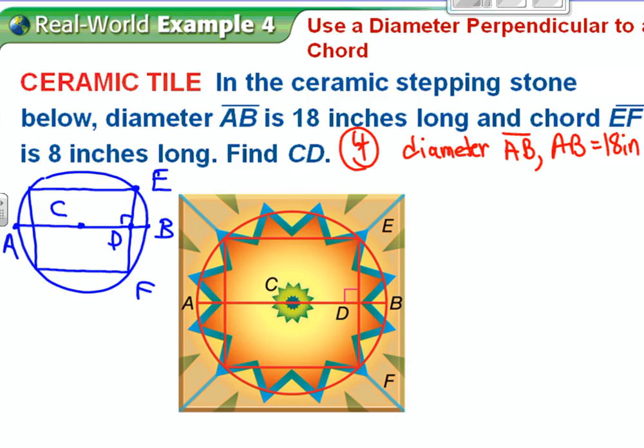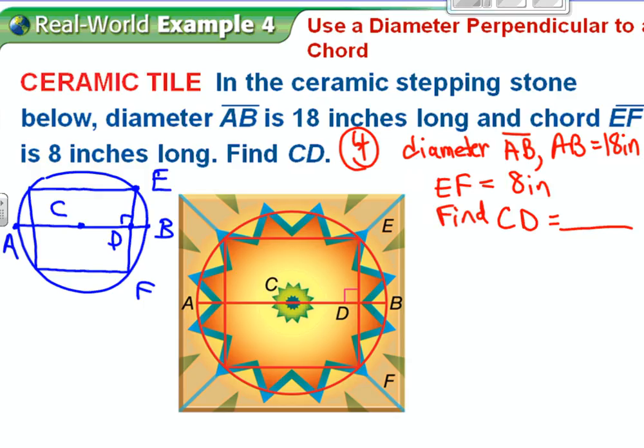And chord segment EF, I'm not going to write that it's a chord. Visually, I can kind of see that. Diameter is just a little more important. Segment EF has a length, so I'm just going to write EF equals 8 inches. And my job is to find the length of segment CD. So I want to find the distance from C to D, and I'll just put that there.